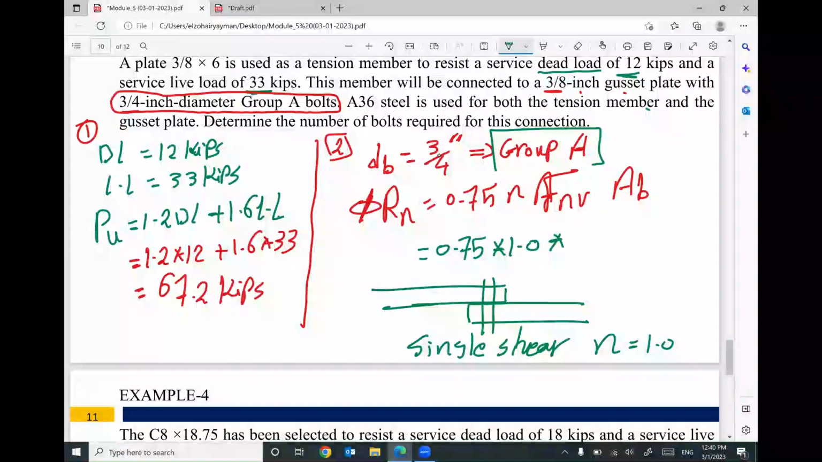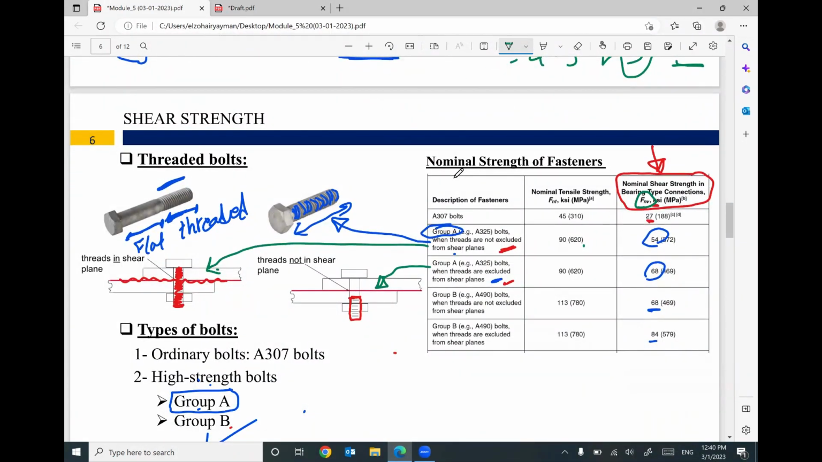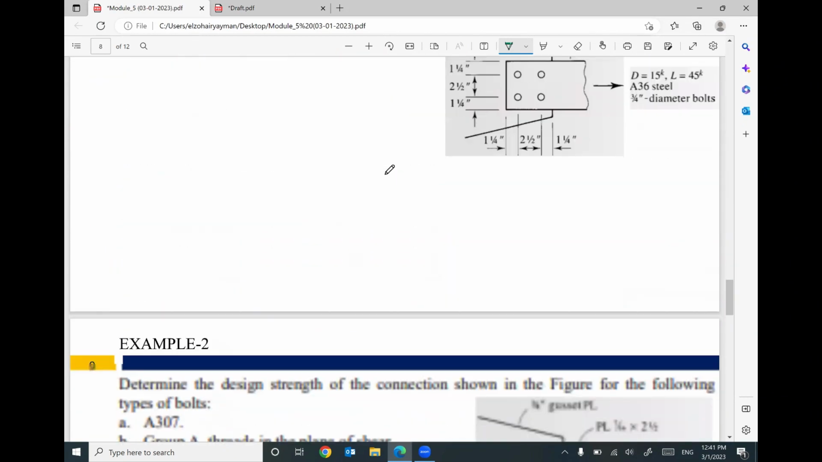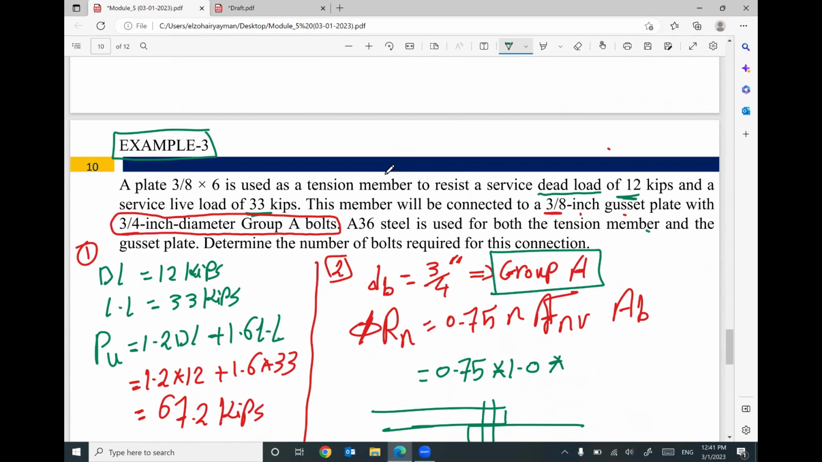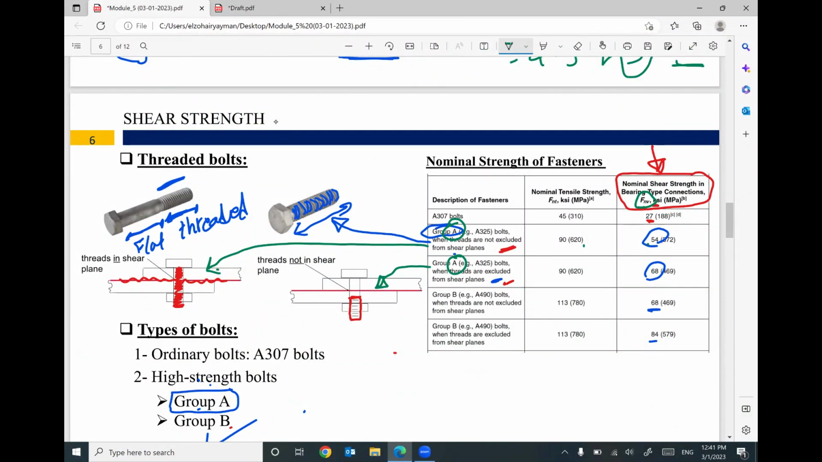Since you have group A, I can figure out the value of F nv. For group A, it looks like we have two values, 54 or 68. If you read your problem carefully, we are not given enough information about this case or this case, so you can assume one of them. If you use 54, I'm going to assume that the threads are not excluded from the shear plane. If you use 68, you need to say, I assume the threads are excluded. That makes sense? It's up to you because we don't have enough information in the problem.